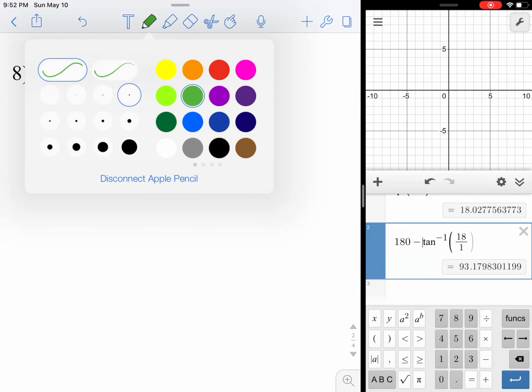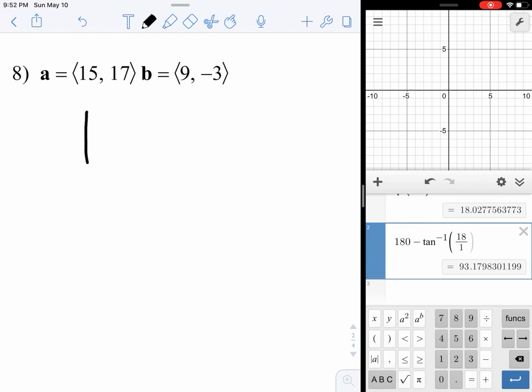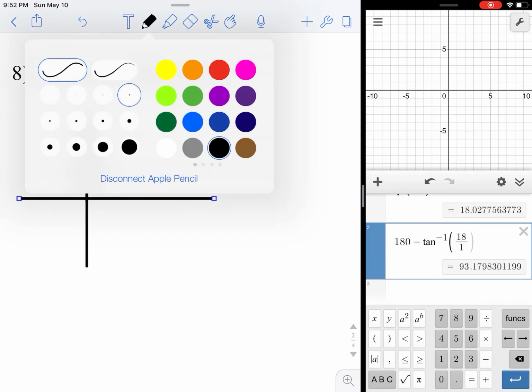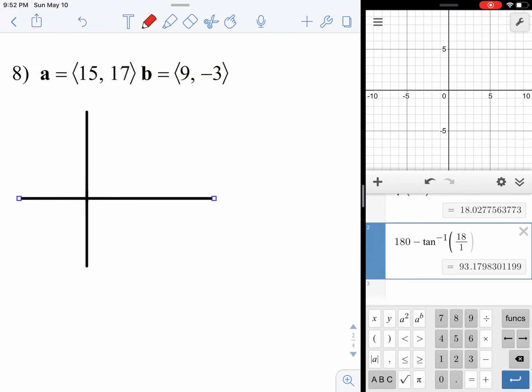So I'll do my XY axis in black. And if I need to, I can always move it around. My first vector, which is A, straighten that out a little. A, let's do A in red. So 15, 17 is going to start at the origin. Over 15, up 17, we'll call that right about there. Drawn to scale, no, but you can imagine 15 little marks here, 17 little marks there. Not going to do it.